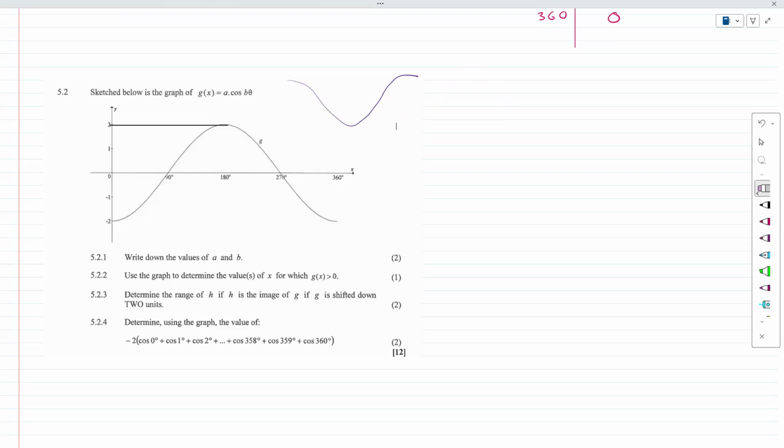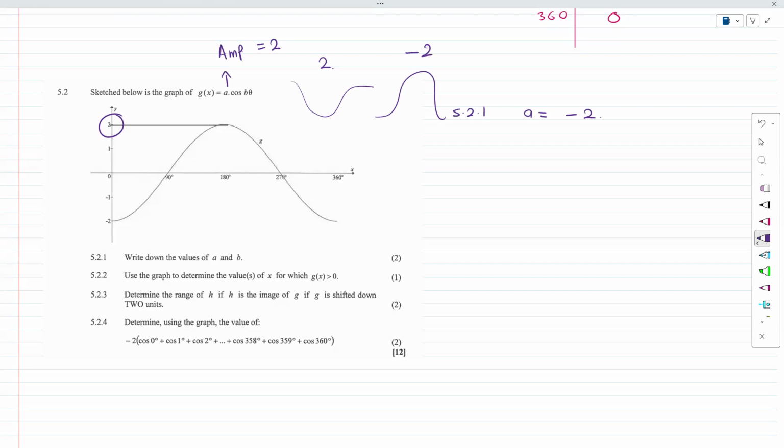Now, if it's a change, we know that A stands for the amplitude. And we know that the amplitude is equal to 2. But because it's a reflection, A is equal to minus 2. Because a normal cos graph looks like that, and that will be a 2, let's say 2 amplitude. But this is the opposite, so it'll be minus 2.